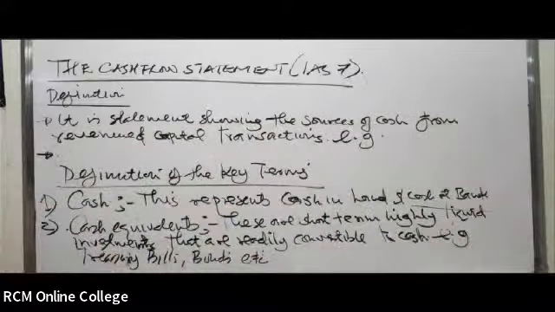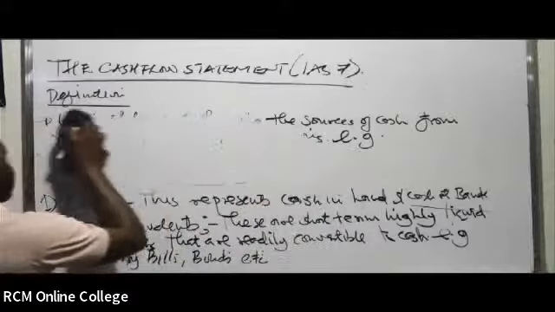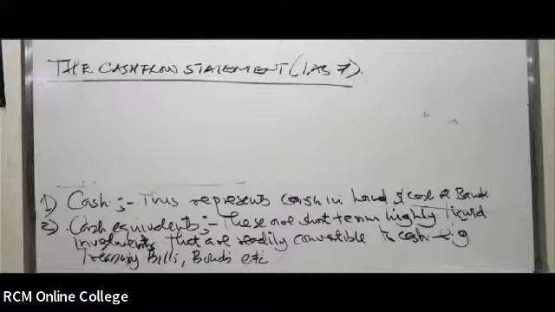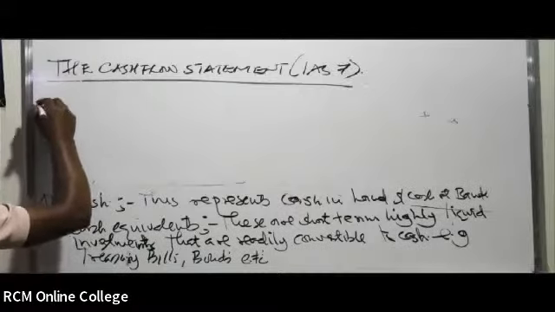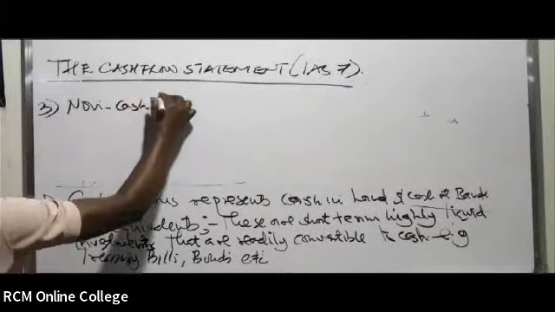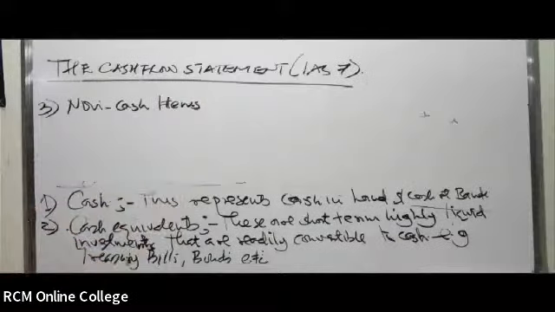Then we have number three, another term that I want you to write, what we call non-cash items. When we're preparing the statement of cash flow, we'll talk about non-cash items. Another term you can write, number three, is what we call non-cash items. So what do you mean by non-cash items? You write this.